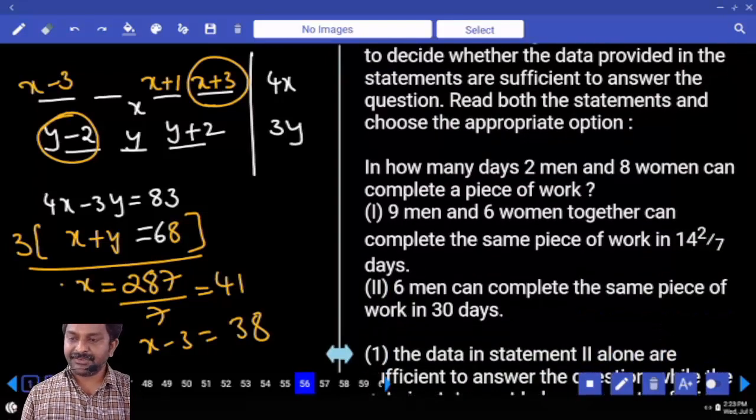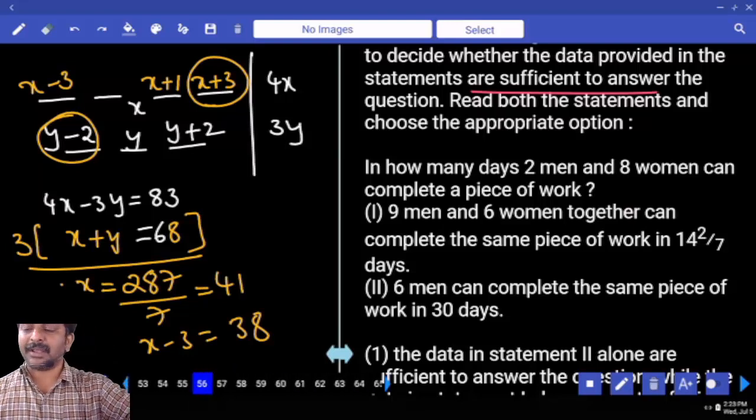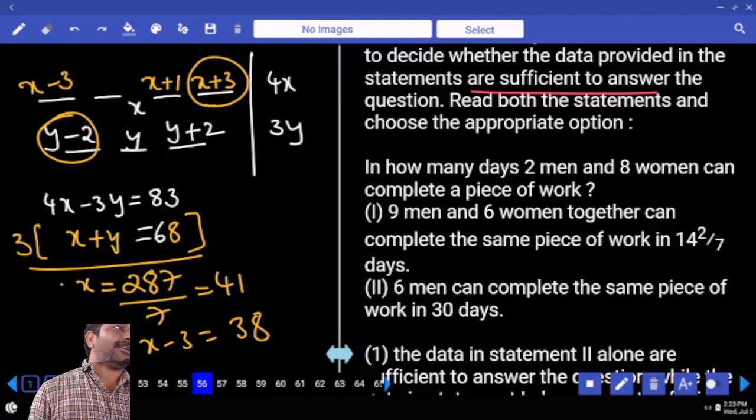Right. Data sufficiency or redundancy? 56 onwards, data sufficiency. In how many days can 2 men and 8 women complete the work? So to answer this question, what data is required?